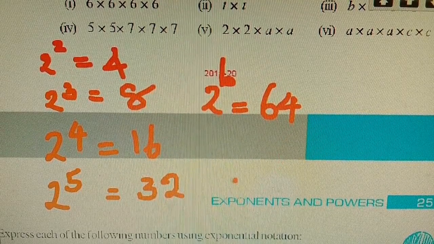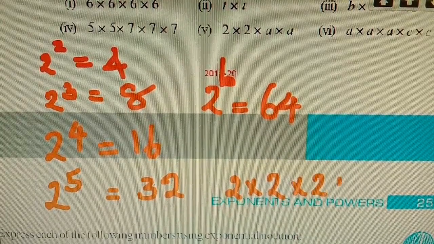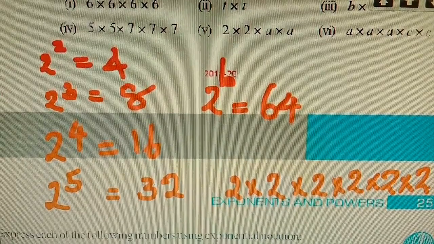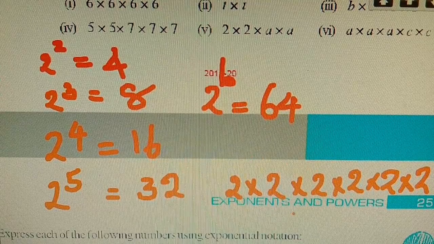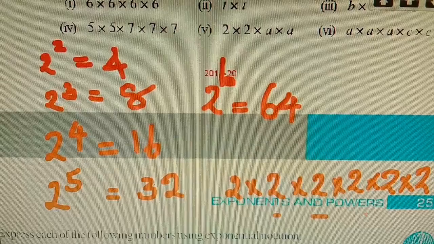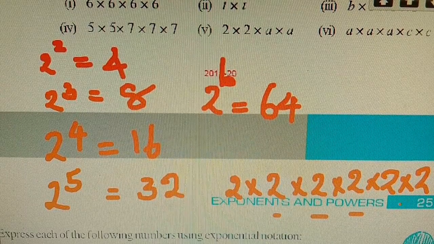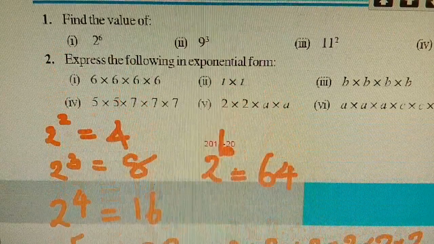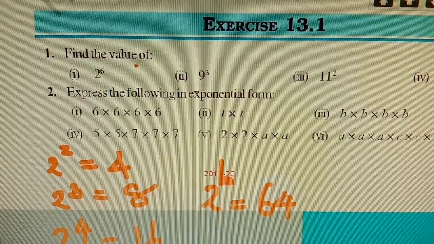Or otherwise, this way you write 2 six times. Then we can see, 2 times 2, that is 4. Then 4 times 2, that is 8. 8 times 2, 16. 16 times 2, 32. 32 times 2, 64. So 2 to the power of 6, that is 64, is the answer.